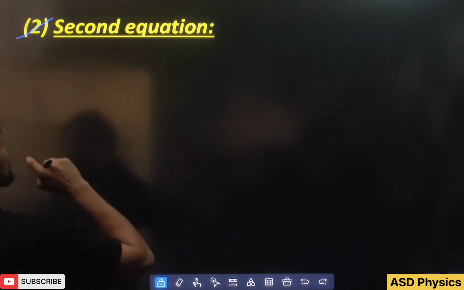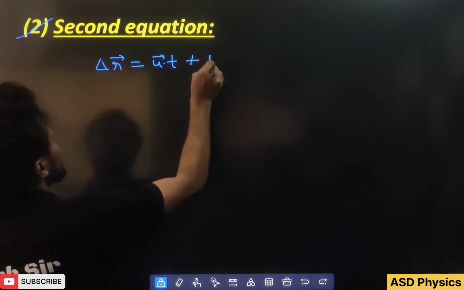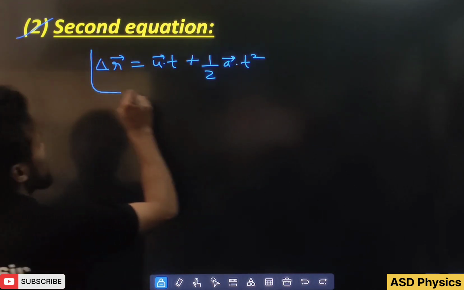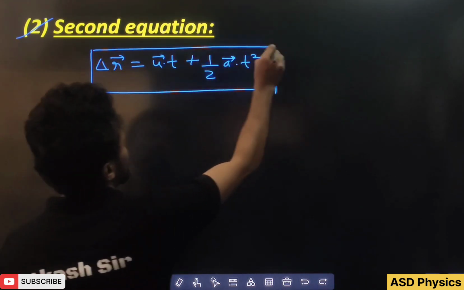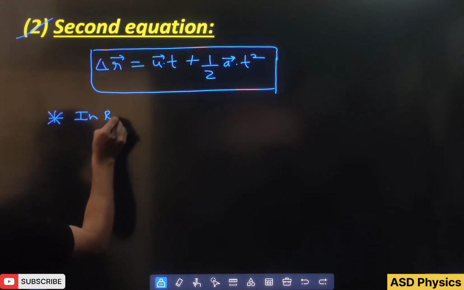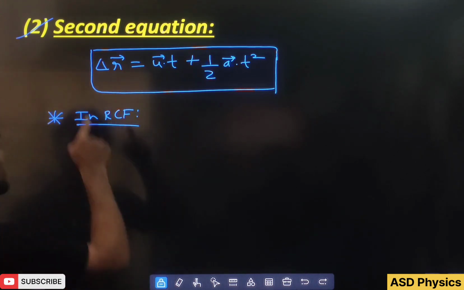Similarly, the second equation. What is the second equation, students? You know very well, S equal to ut plus half at square. But remember that here we will write delta r is equal to ut plus half at square. This is the equation, students. Now, similarly, if I write here in RCF form, rectangular component form, what will happen, students?